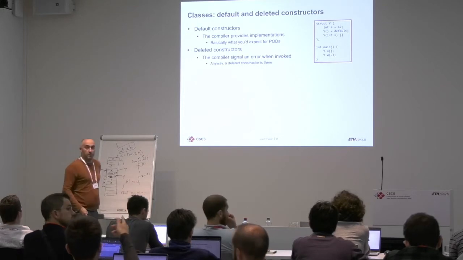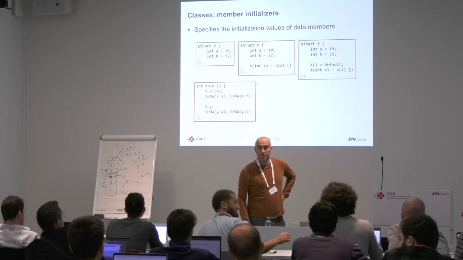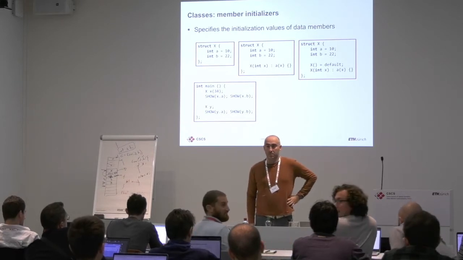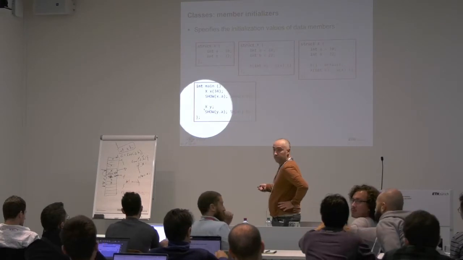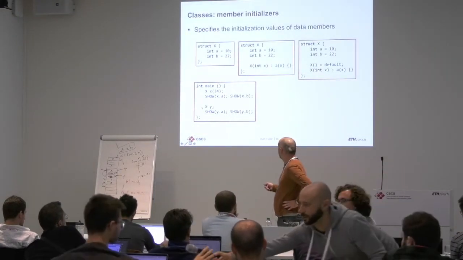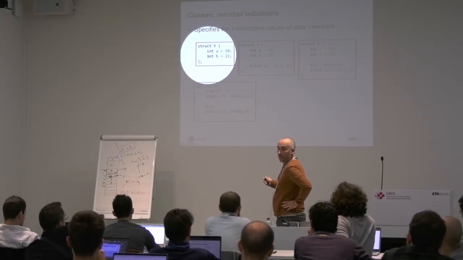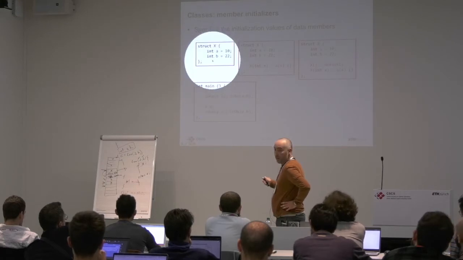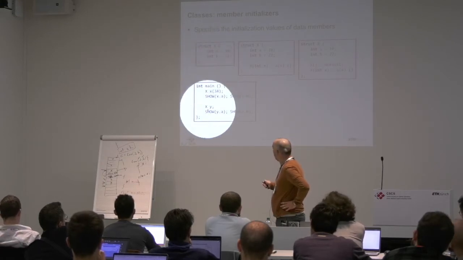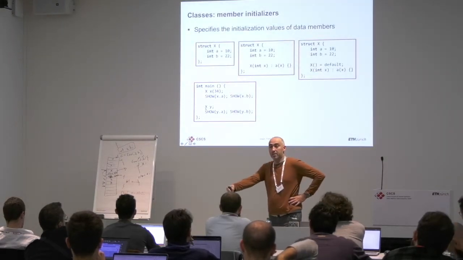So when you write X default, the default constructor is called. In the main function in the beginning, in this class here, this will call the default constructor, which is placed for you by the compiler.